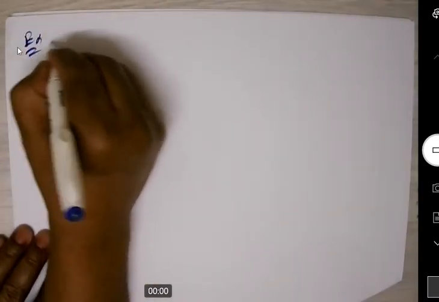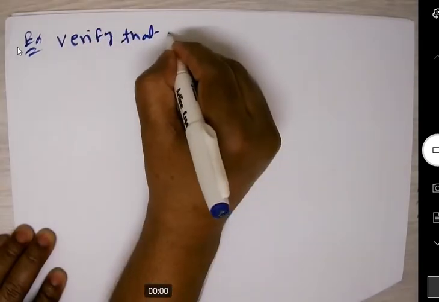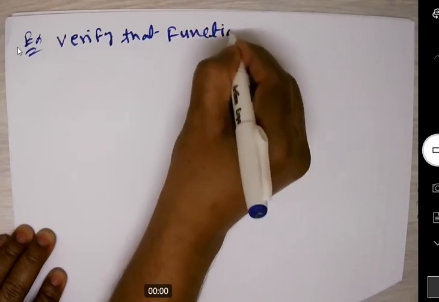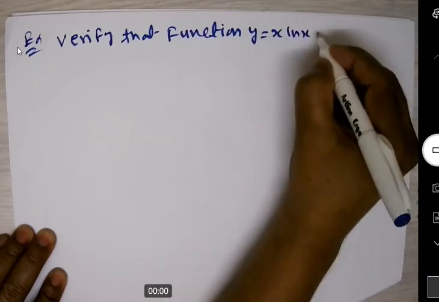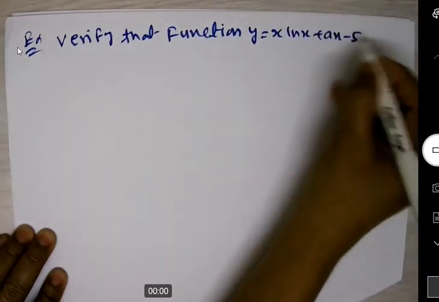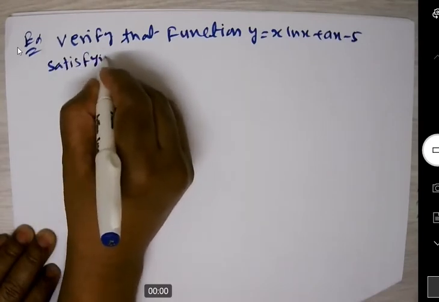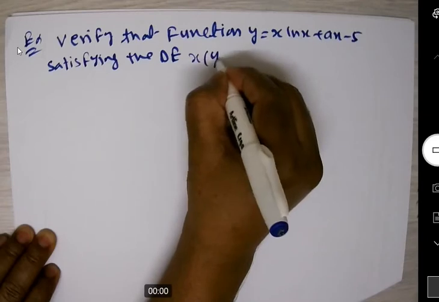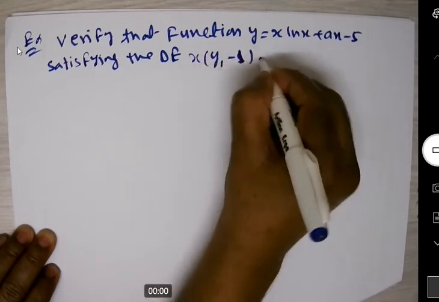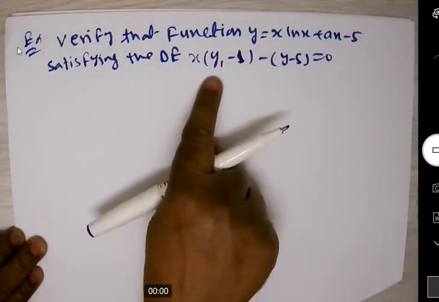Another example to that one is: verify that the function y equal to x ln of x plus ax minus 5 satisfies the differential equation x y1 minus 1 minus y minus 5 equal to 0. So what he needs, see that one here, he needs y1.